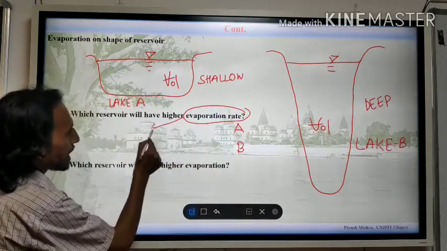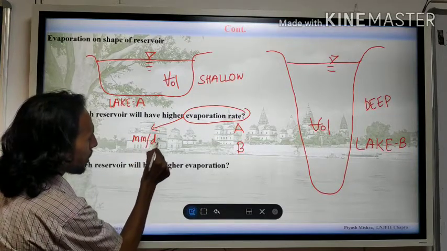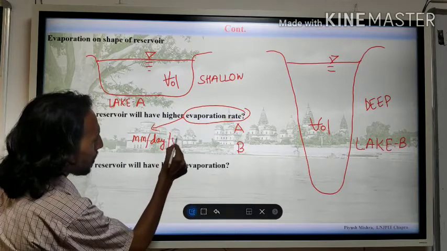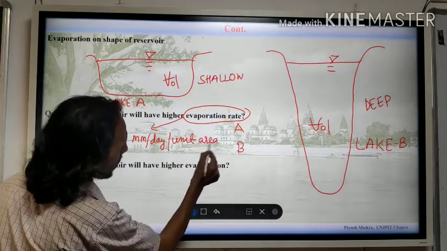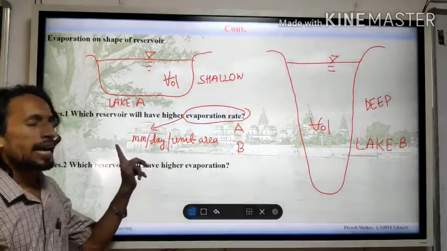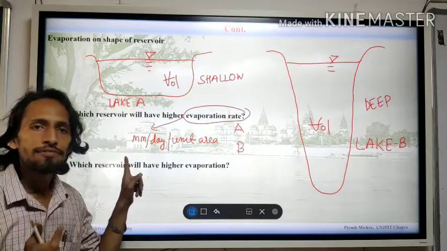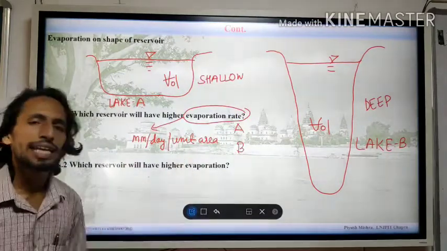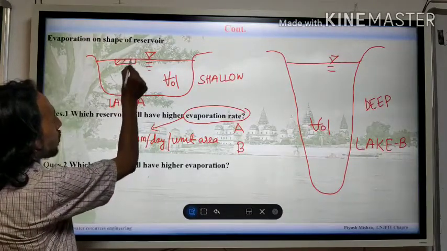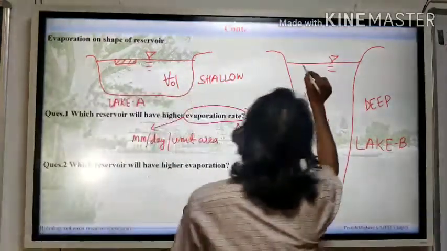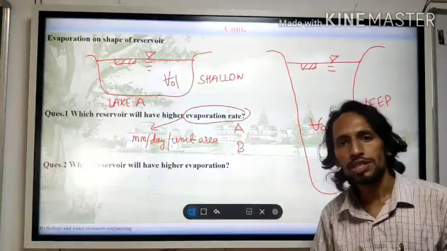So evaporation rate means mm per day per unit area. एक दिन में कितना mm इवापोरेशन हो रहा है एक यूनिट एरिया ऑफ लेक में. ओके, 1 यूनिट एरिया, सिर्फ इतना को ही आपको जज करना है. Then you can talk about evaporation rate.